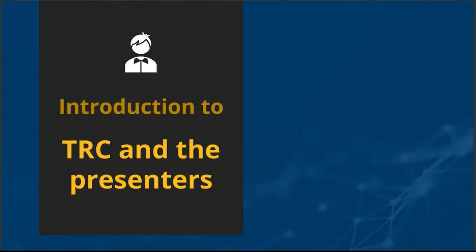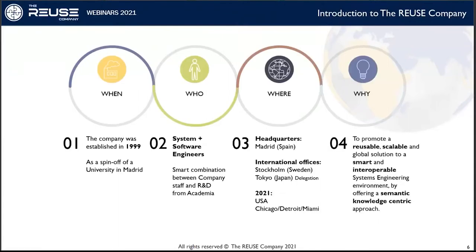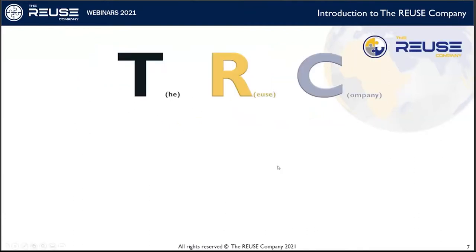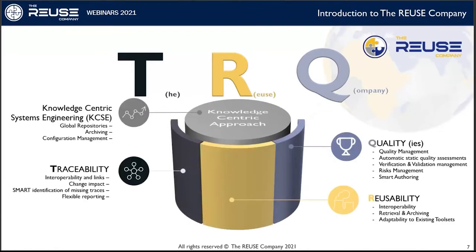So let's start with a few words about The Reuse Company. The Reuse Company was created in 1999 as a spin-off from a university in Madrid by system and software engineers. Our headquarters are in Madrid, but we also have an office in Stockholm, Sweden, and a delegation in Tokyo, Japan. In 2021, we are planning to open an office in the US. Our mission is to promote a reusable, scalable, and global solution to smart and interoperable systems engineering environments, and we do this by offering a semantic knowledge-centric approach. The Reuse Company is also called TRC, and it's easy to remember if you think of the T as in traceability, R like in reuse, and C, almost Q, like in quality.